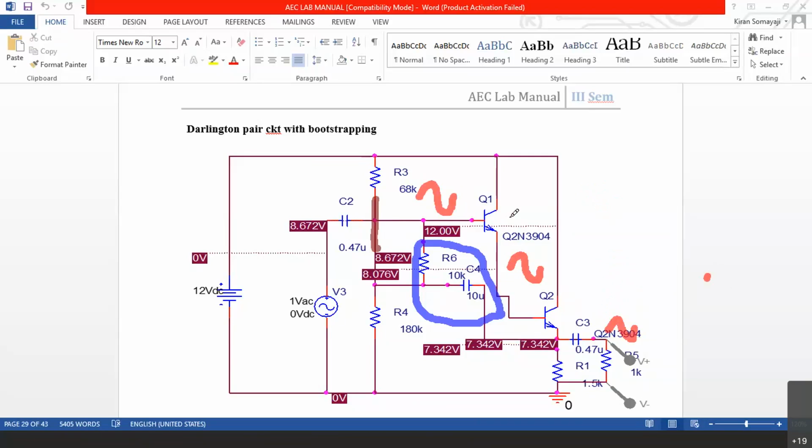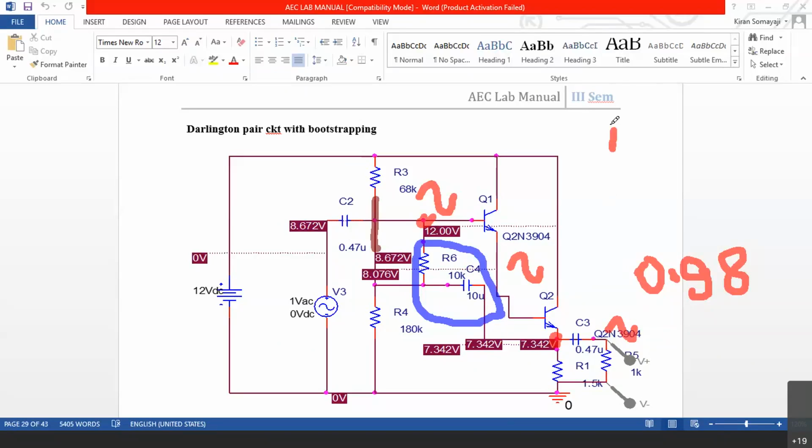So when it is 0.98, if input is 1 volt, here the output will be 0.98 volts. When there is 0.98 volts here, here it is 1 volt. Now 1 volt and 0.98, that is a 0.02 volts difference between these two. Between this node and this node, there is a 0.02 volts difference. That 0.02 volts is appearing across 10K.